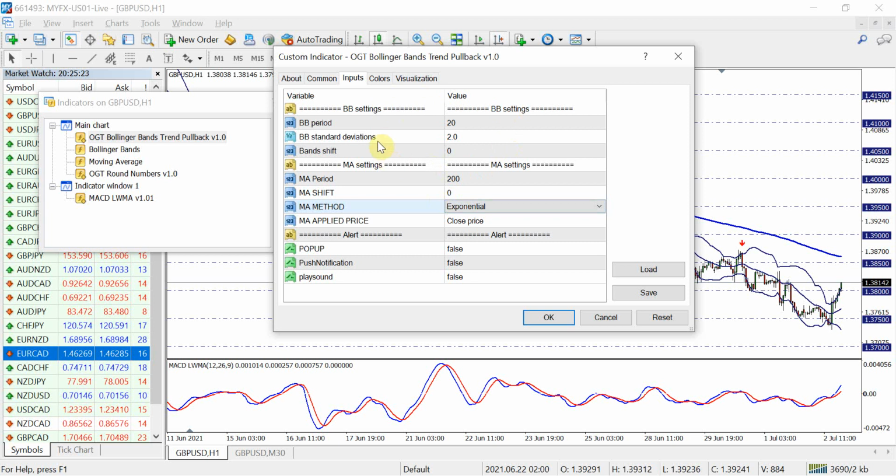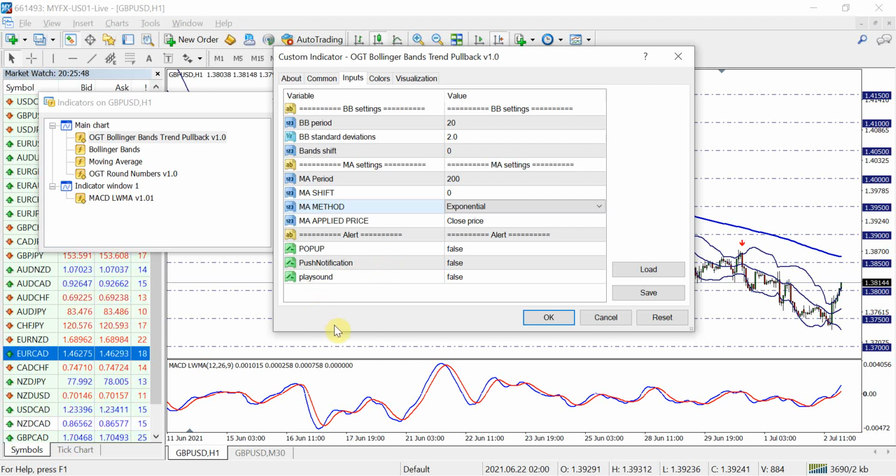And then above that is the indicator that will be the pullback method. So in this case, it's the Bollinger Band. And what it's looking at is the Bollinger Band period, which is the default of 20 and 2 standard deviations apart. So again, completely customizable. And then from an alert perspective, you can either have a pop-up push notification or a desktop sound alert.